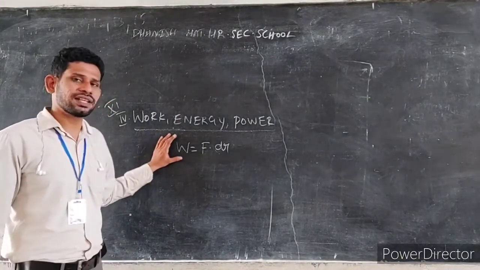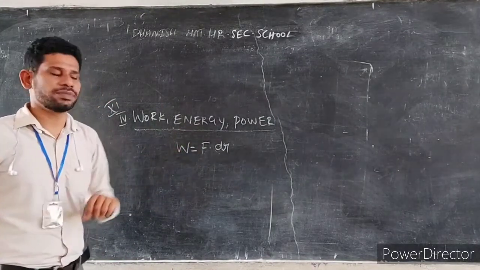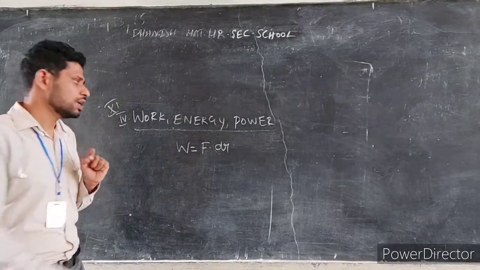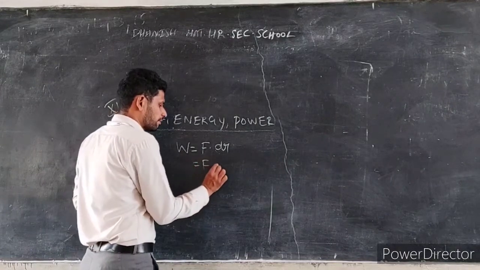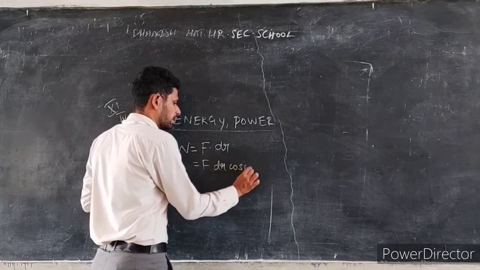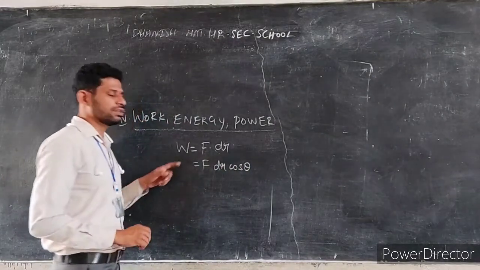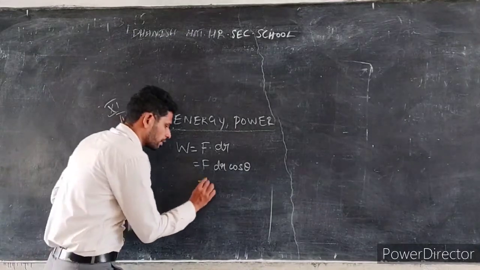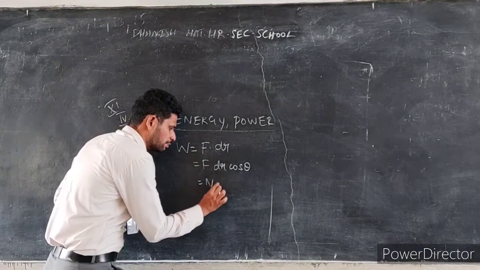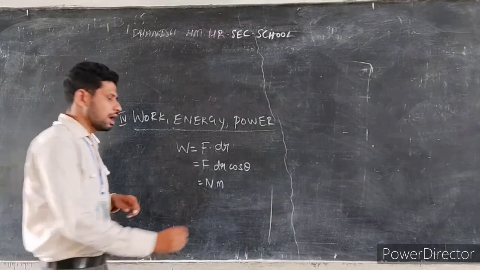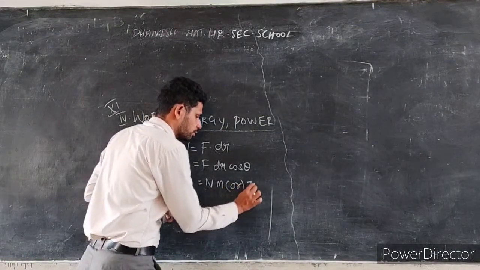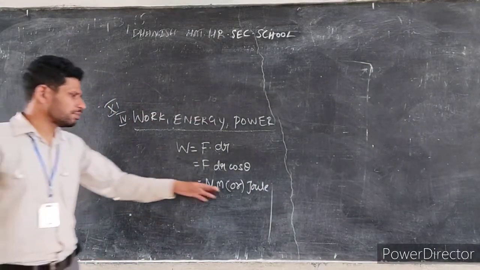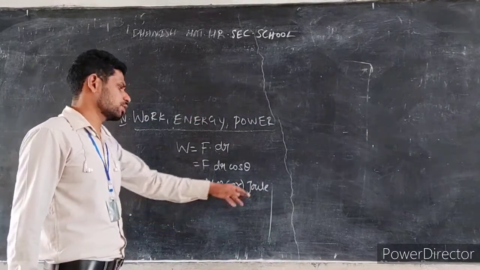Okay, work done. Work done is nothing but the force and displacement in a dot product or scalar product. So work done will be equal to F dr cos theta. What is the SI unit of this work done? The SI unit is Newton for force and meter for displacement, so Newton meter, or you may write it in the form of joule. Because energy is measured in joules, one joule is equal to one Newton meter.